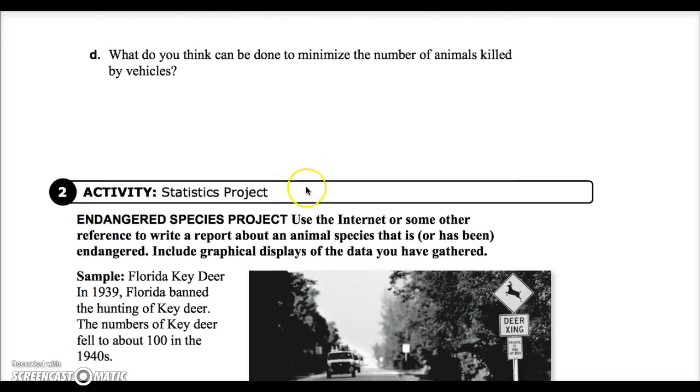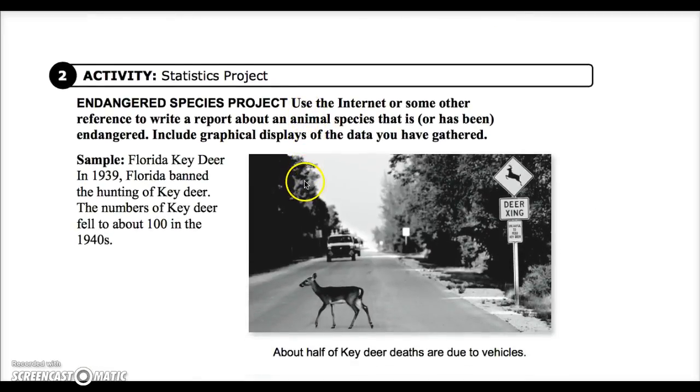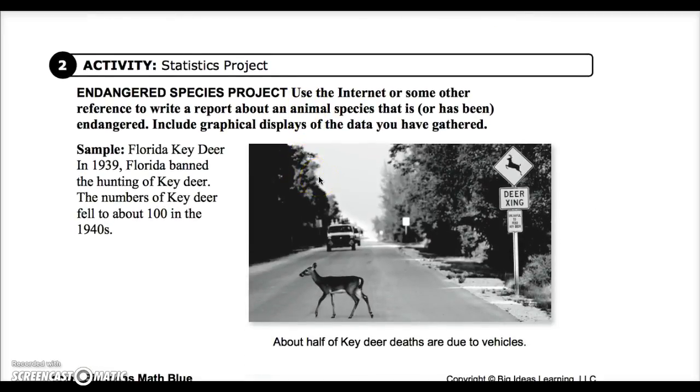All right. Now, activity 2, Endangered Species Project. We're not going to worry about using the internet or other reference to write a report, but here we're talking about deer in Florida. Florida key deer, and it says in 1939, Florida banned the hunting of key deer. The numbers of key deer fell to about 100 in the 1940s.